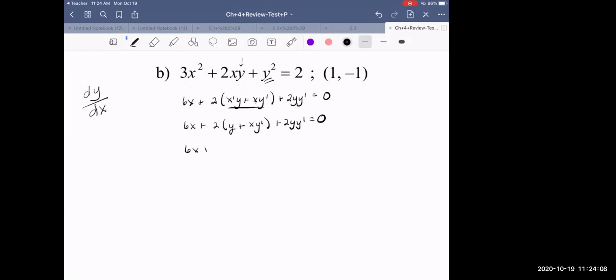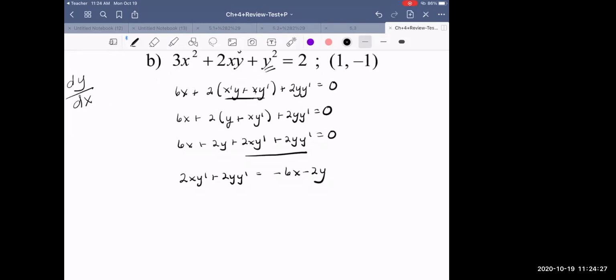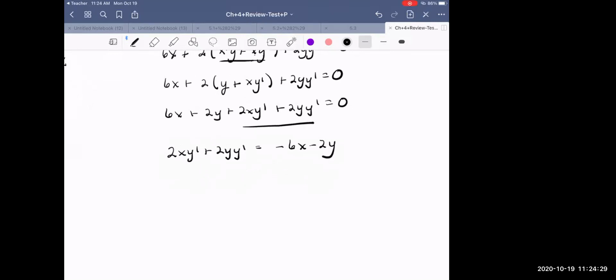So 6x plus 2y plus 2xy prime plus 2yy prime is 0. And these are the two terms I'm going to keep on the left. And I'm going to subtract 6x and 2y to the right. And factoring out a y prime, that's going to leave us with 2x plus 2y is equal to the right-hand side. So y prime looks like it's this here.